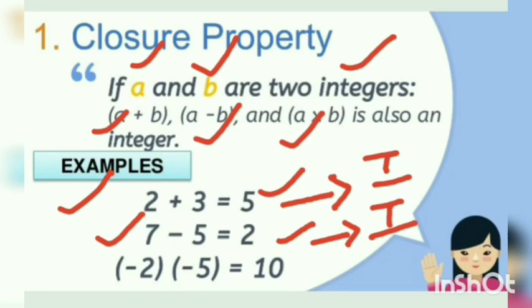Now let us see in case of multiplication. In this, we had taken the value of A as minus 2 and B as minus 5. So, minus 2 into minus 5 is 10. And 10 is also an integer. It means when we are multiplying two integers, we are getting an integer only. So, all these three, addition, subtraction, multiplication, are following the closure property.